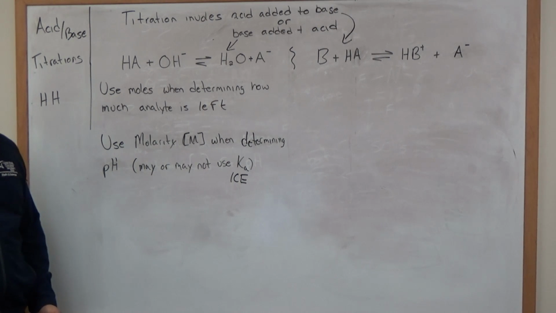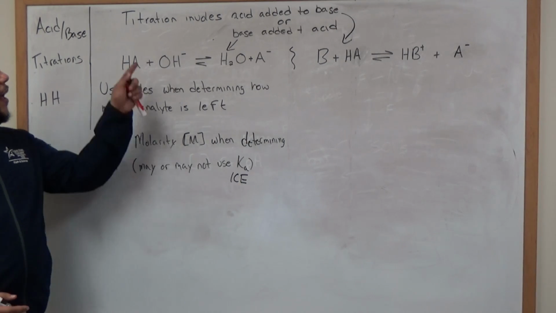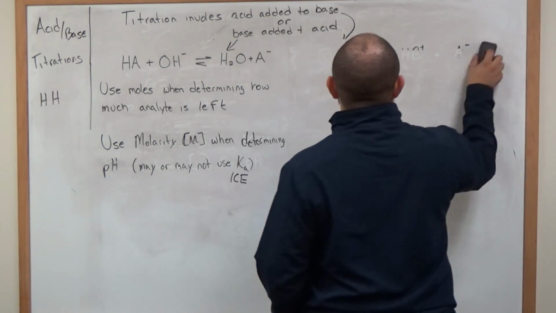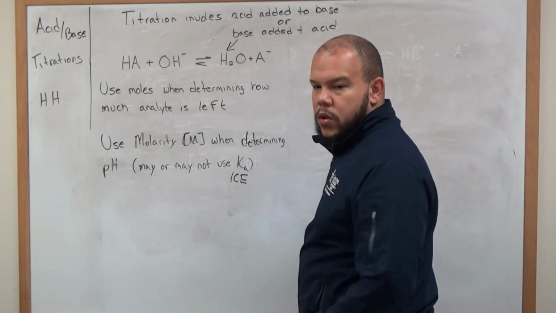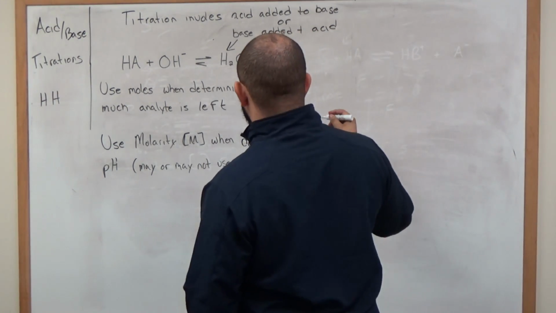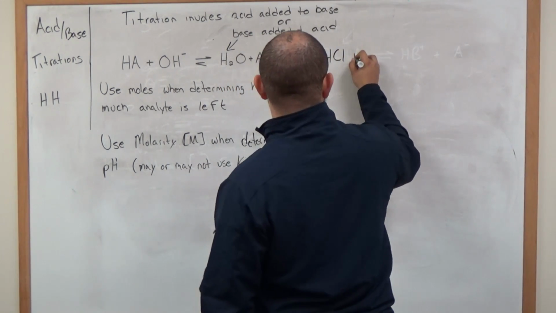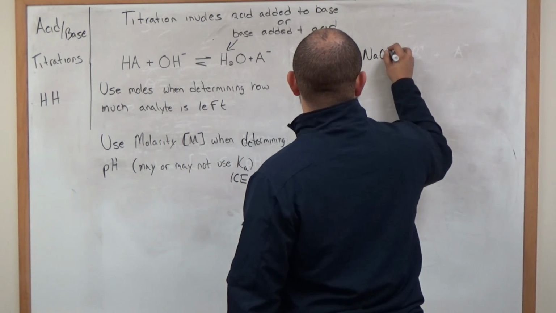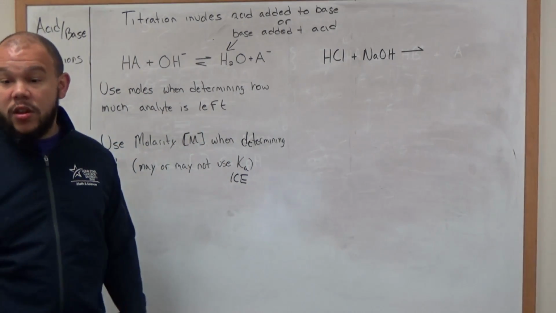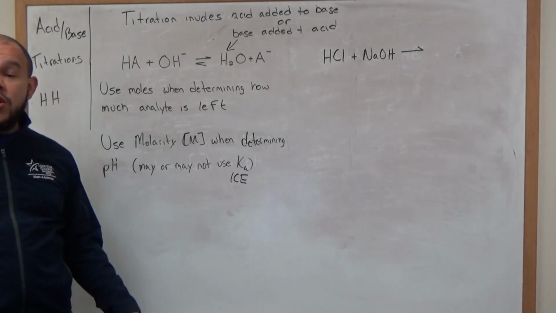Okay, so let's try to do a very basic example of a situation like this. I'll use an actual reaction, an actual titration. Let's say that we were titrating HCl with sodium hydroxide. Again, this is a titration. Why? Because we're adding a base to an acid.